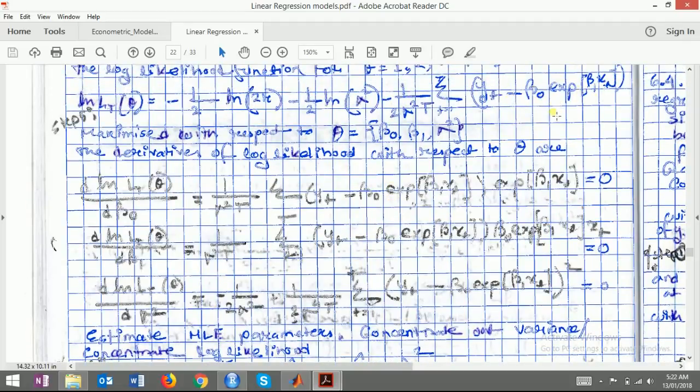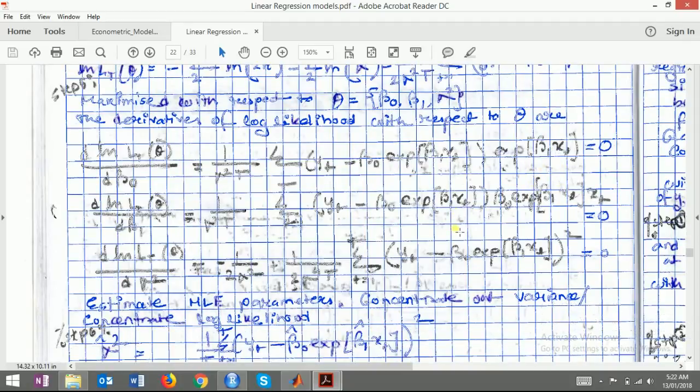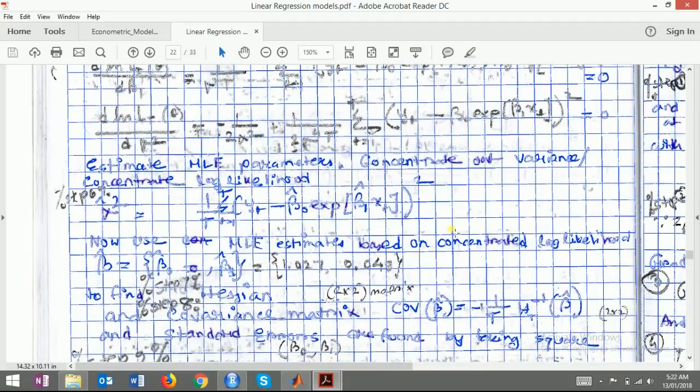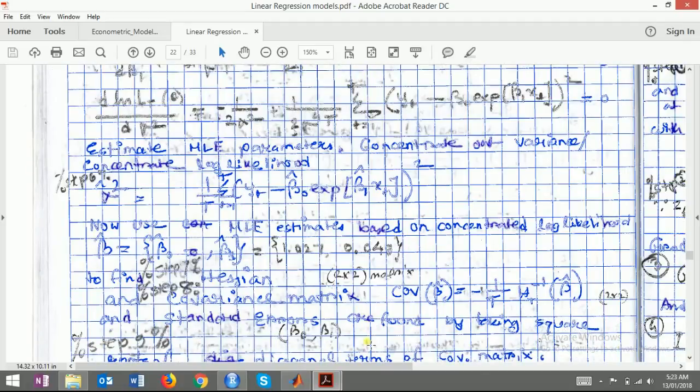That's all. So this is only the changing part that we need to remember. Estimate the maximum likelihood estimation parameters, concentrating the variance, or concentrating the log likelihood function out. We have sigma hat square equals that equation part.